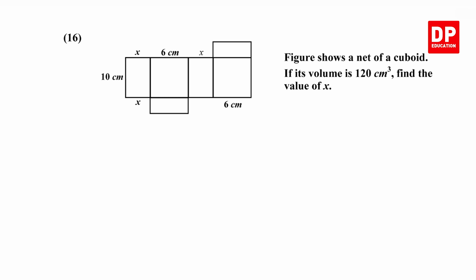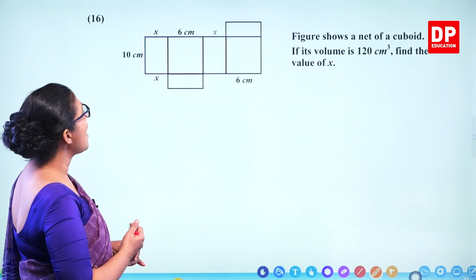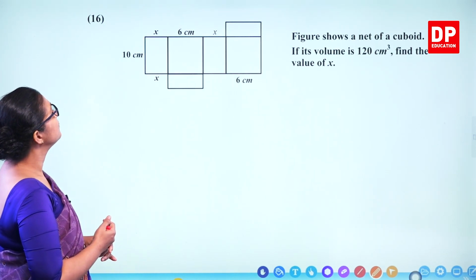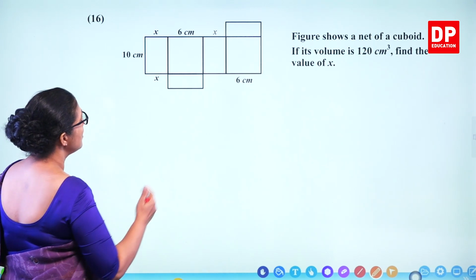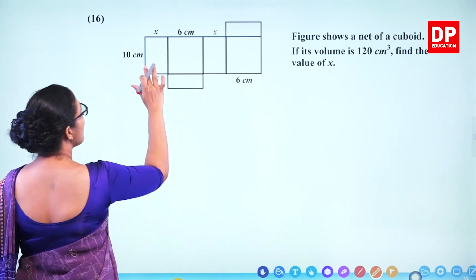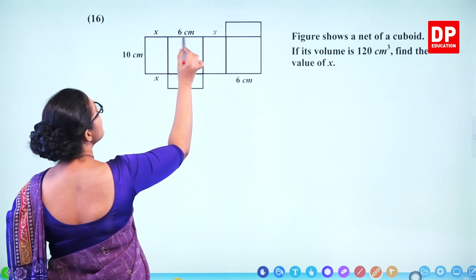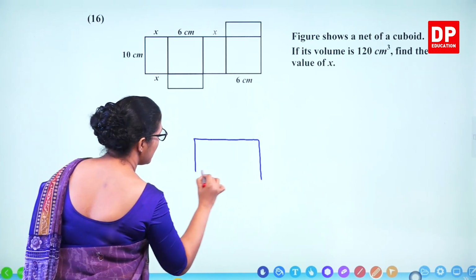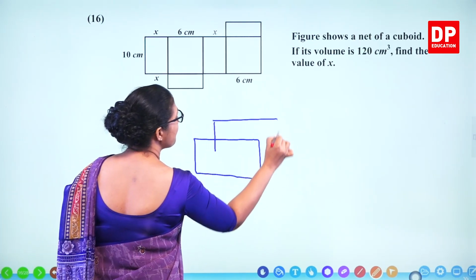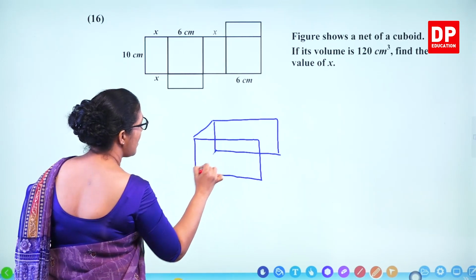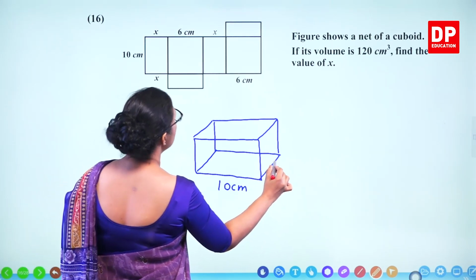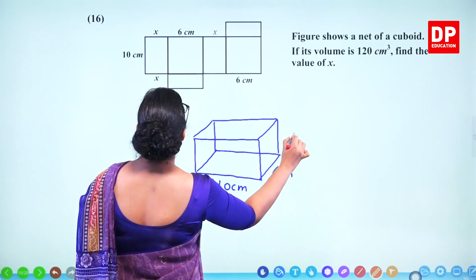Question number 16. Figure shows a net of a cuboid. If its volume is 120 cubic centimeters, find the value of x. So can we draw the cuboid? Now one side is 10, 6 and the height is x. So if you are drawing the cuboid, after pasting, you get something like this. Length is 10, width is 6 and height is x.